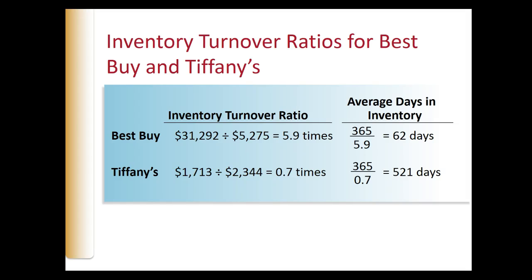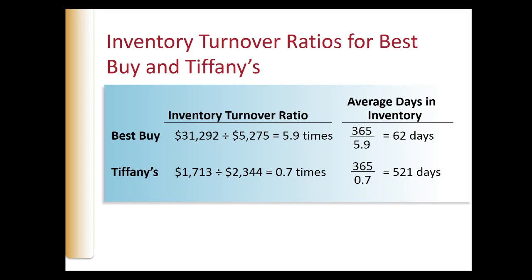This is an example of Best Buy and Tiffany's inventory ratios. Best Buy sells a large volume of commonly purchased products. In contrast, Tiffany's is a specialty retailer of luxury jewelry and watches and other accessories. The turnover ratio is much higher for Best Buy. On average, each dollar of inventory is sold in 62 days. In contrast, each dollar of inventory at Tiffany's is sold every 521 days.